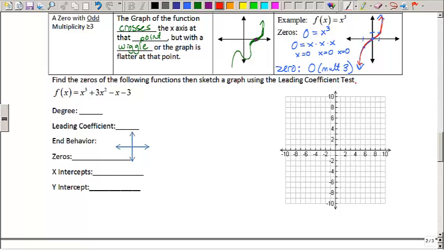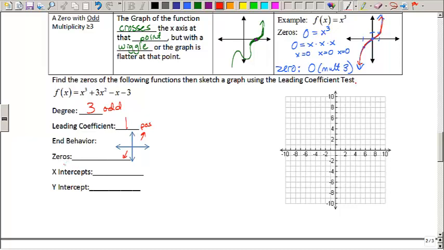So my degree of this polynomial is the highest exponent, or 3. You can either put 3 or odd, I don't really care which one. The leading coefficient is 1, and you need to know that the leading coefficient is positive. With an odd degree, that means my arrows are going to be pointing in 2 different directions, and a positive leading coefficient, that's going to be down to the left and up to the right. And all you have to do is just put the arrows there, and that's good enough.